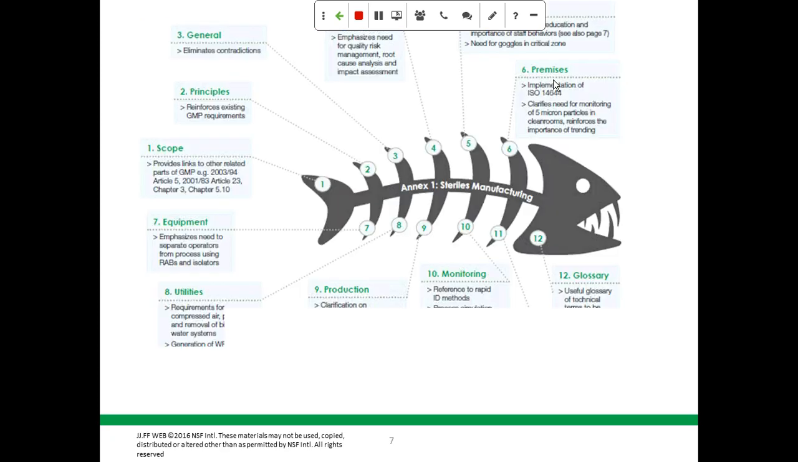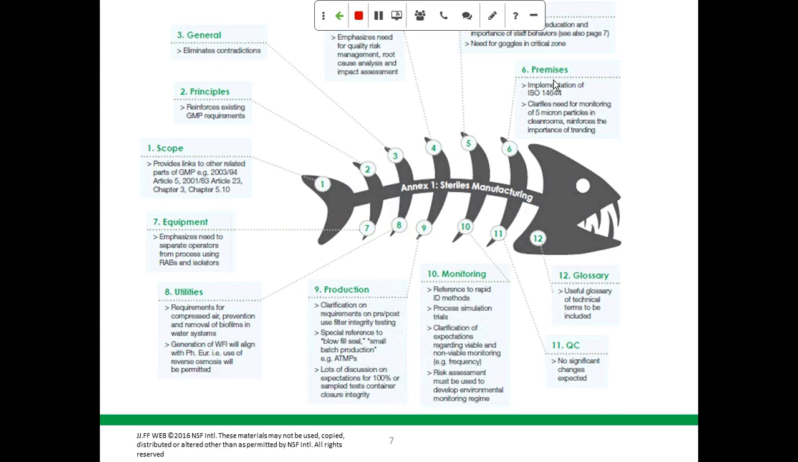So you may remember this slide from previous webinars or previous NSF courses. This gives the 12 sections of Annex 1 and lists out some of the major changes that are coming in the new draft. And I just wanted to draw your attention to some of the key changes here.